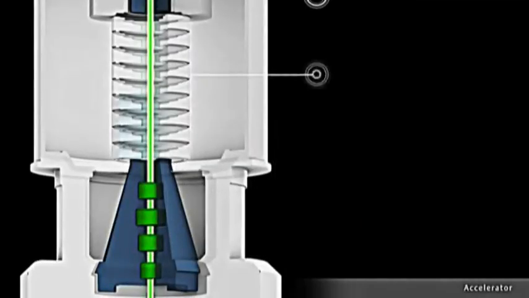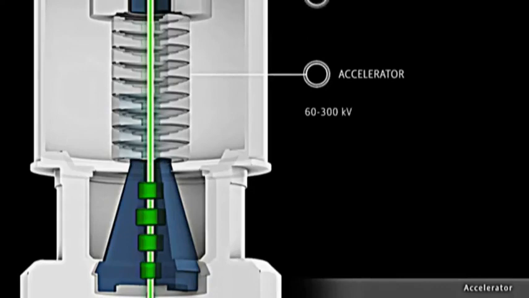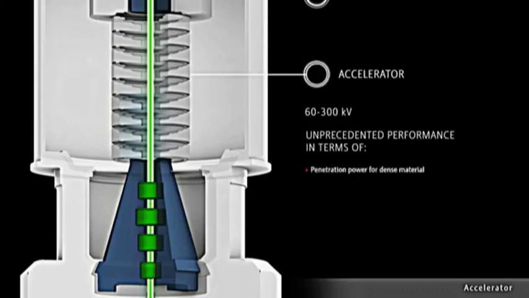Beyond the monochromator is the accelerator, with the broadest commercially available acceleration voltage range of 60 to 300 kilovolts. The accelerator's voltage range provides unprecedented performance on any material in terms of penetration power for dense material, high contrast for light compounds, and in minimizing knock-on damage of beam-sensitive samples.